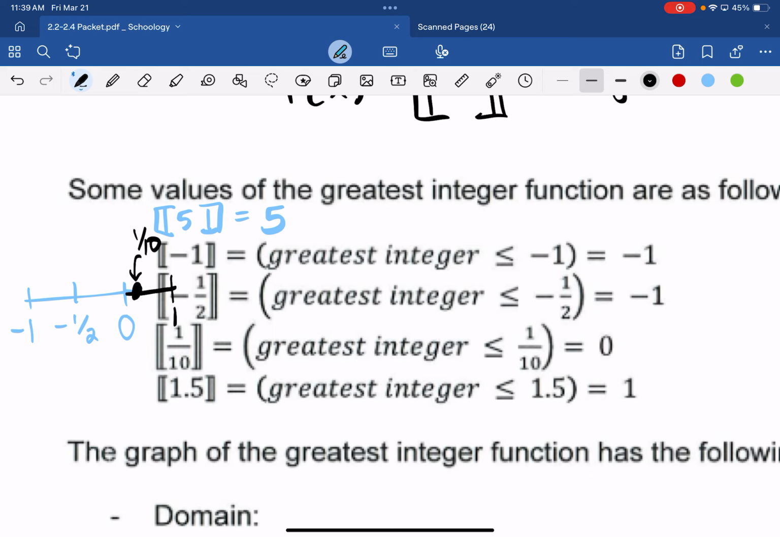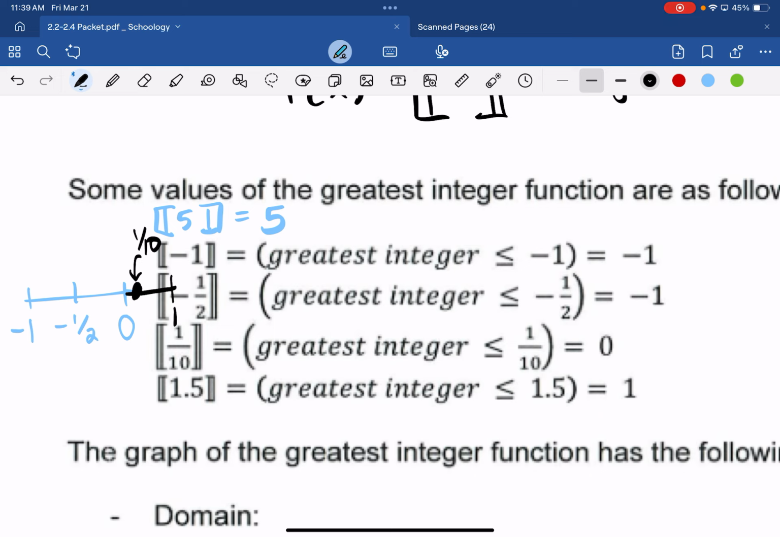Same with this one. 1.5. If I'm at 1.5 and I round down, what's the first integer I hit? 1. So my answer is 1. Wait, but if it's 1.5, should we round? Yes, so you think you should, but for greatest integers, we always go back. Always go back. Even if I had 1.9999999, it would still be 1. Okay?